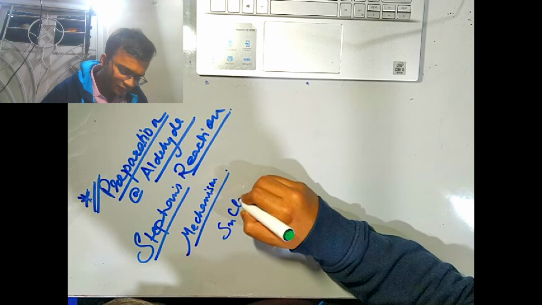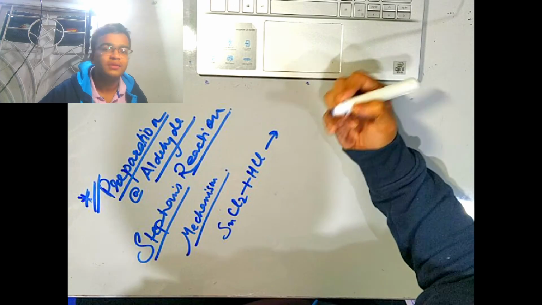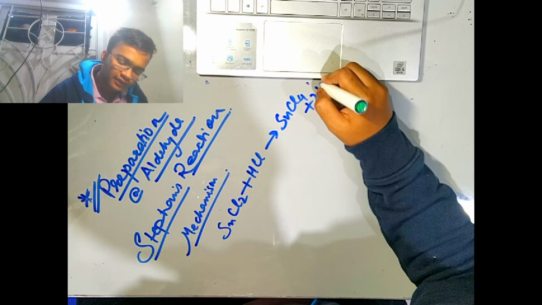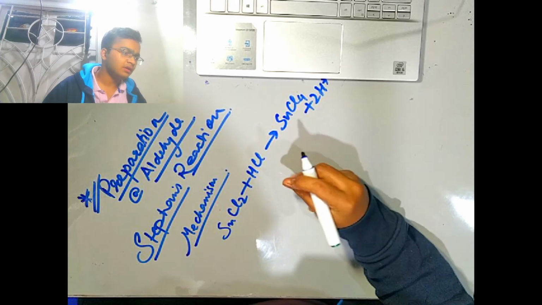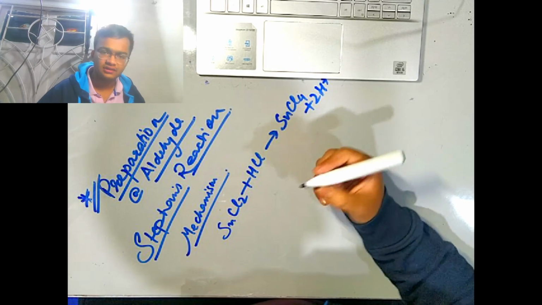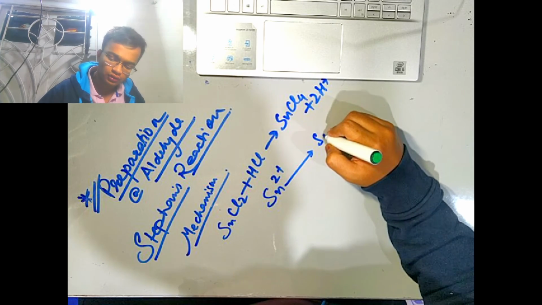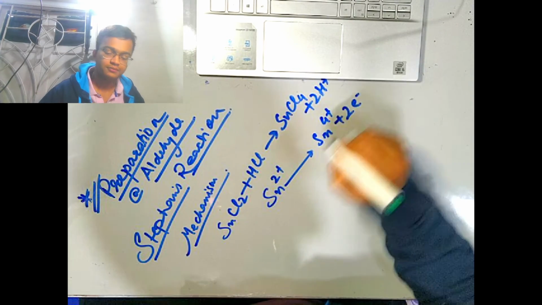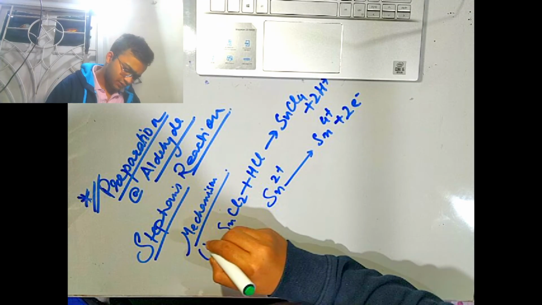We have to keep in mind this SnCl2. When I take it with HCl, it becomes SnCl4 plus 2H plus. You have to keep this in mind. Now this SnCl2 is getting oxidized here. Sn2 plus gives Sn4 plus. It is getting oxidized here, so it loses 2 electrons, right? Okay, so up to this was my part 1.